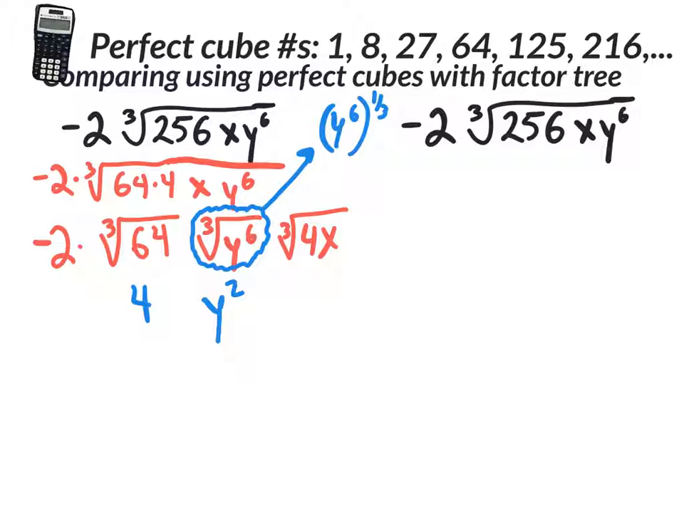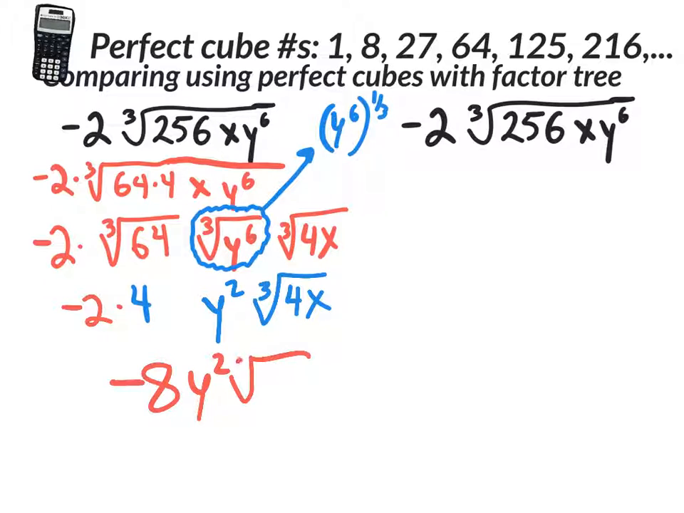Are you guys with me? And then, of course, this last one just comes down, the third root of 4x. Can't do anything with that. And let's not forget about the negative 2 that was out here in the front. So I need to multiply negative 2 times the number 4 and then write it in front of my answer. That's going to be a negative 8 y squared cube root of 4x.